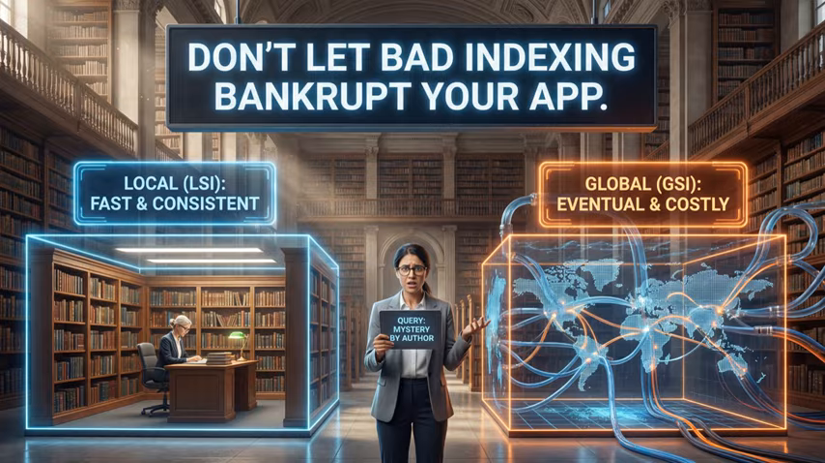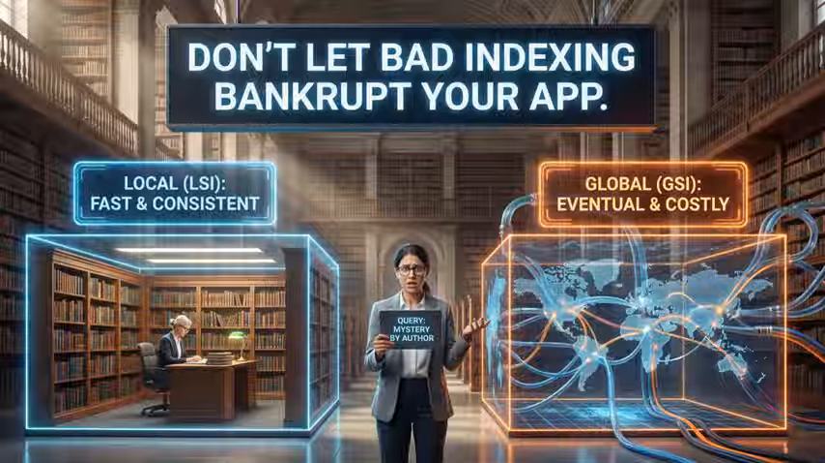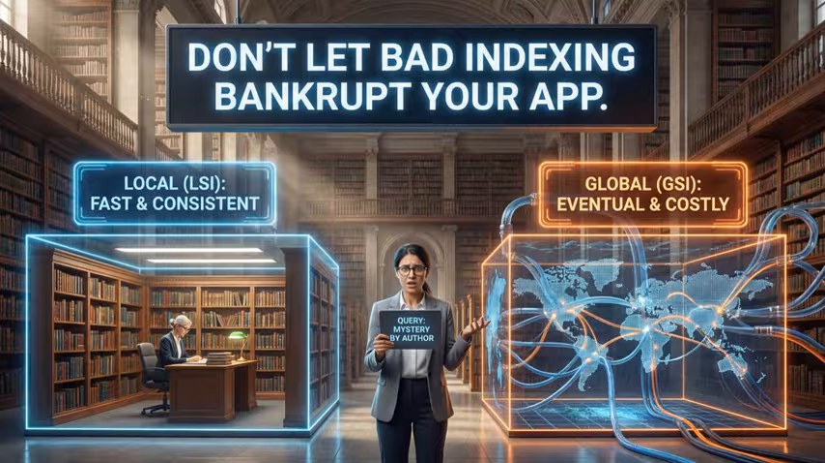Back to the library analogy, an LSI is like each branch keeping a card catalog of books by author, but only for books in that branch. Walk into the Berlin branch and ask for Agatha Christie books, and the local catalog shows you everything Berlin has. But it won't tell you about Christie's books in New York. It doesn't have global knowledge.